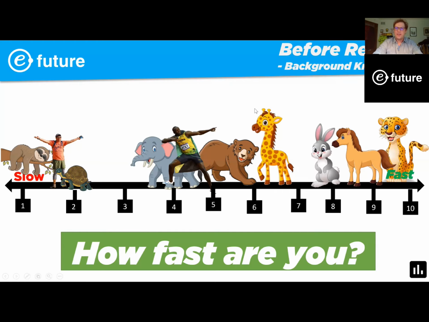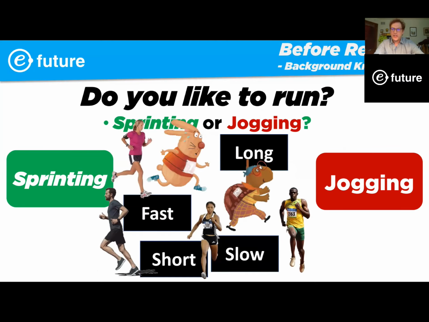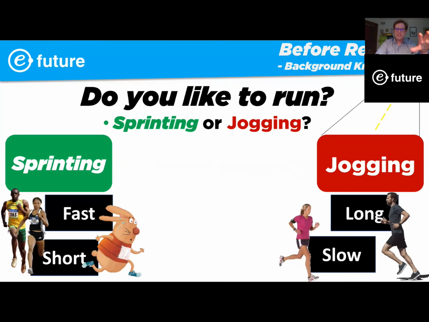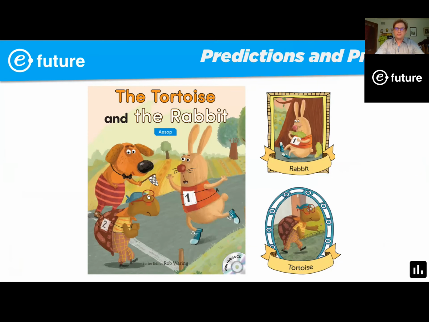I see we have some very slow and some very fast people in our class. So sprinting or jogging, how are these different? I'm going to go through these a little quickly, so I can get to the during reading part. So now you're just trying to teach your students the difference between sprinting and jogging. Okay, so sprinting is fast and short. Jogging is slow and long.